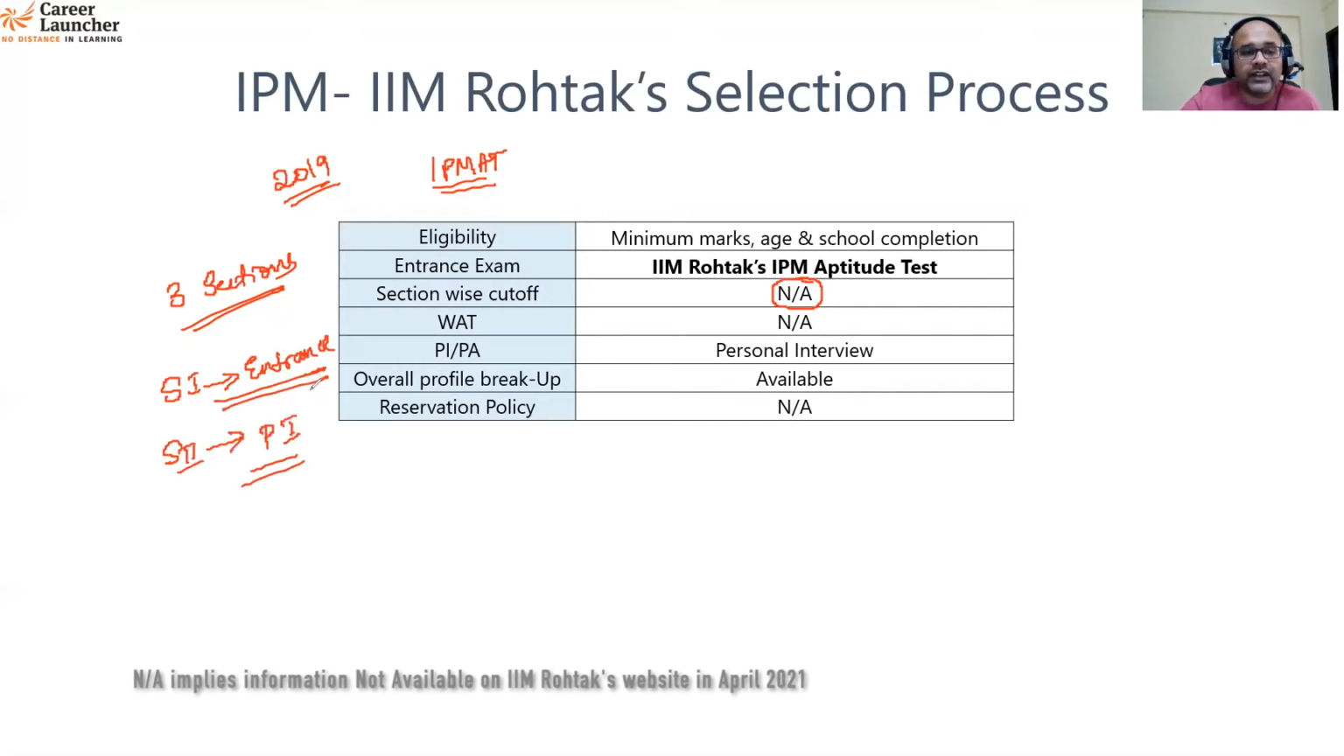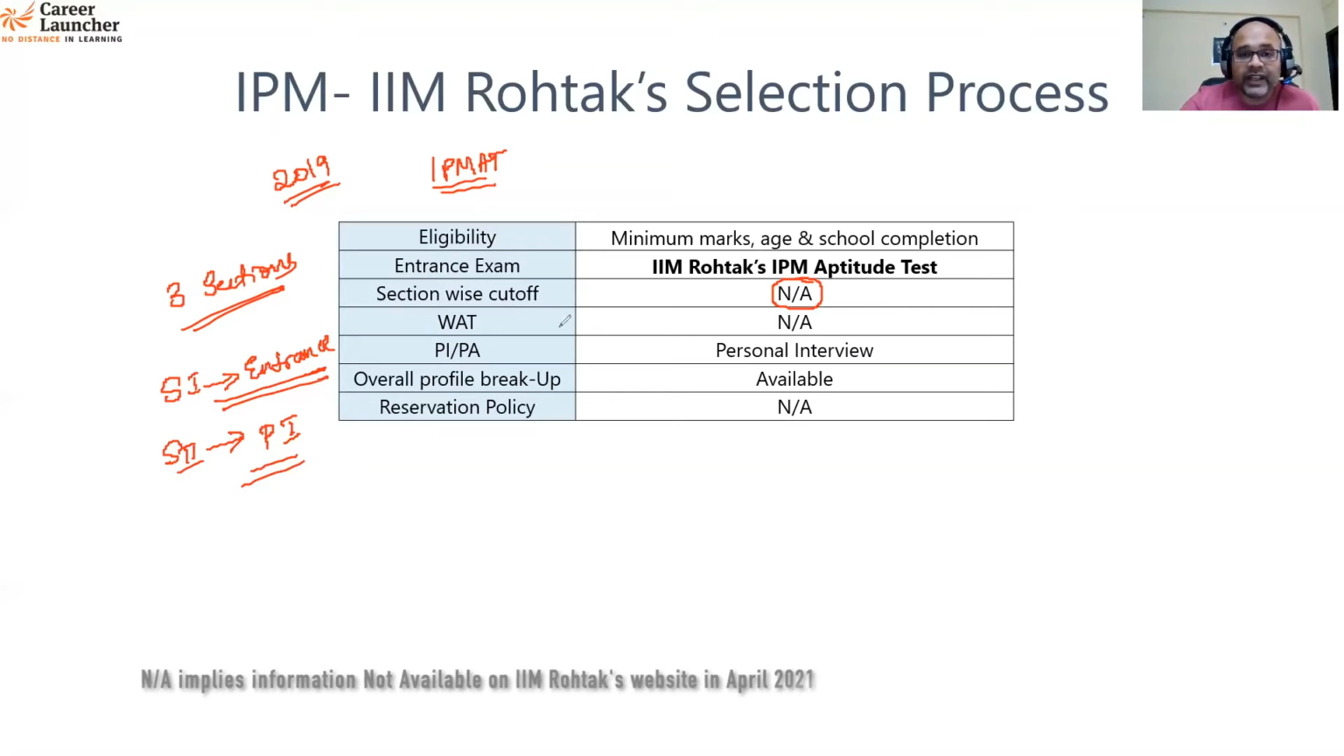To clear this entrance exam, you only need to get the minimum score over the total of the 3 sections put together. Now the minimum score depends on the examination difficulty level. A difficult paper means the requirement will be a lesser score. An easy paper requires a higher score. I'm going to do a completely different video on the cutoffs expected for the IPM Rohtak entrance exam.